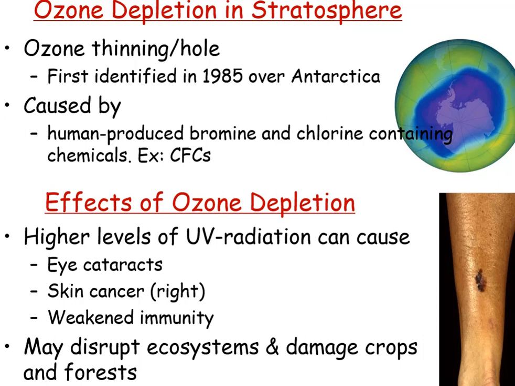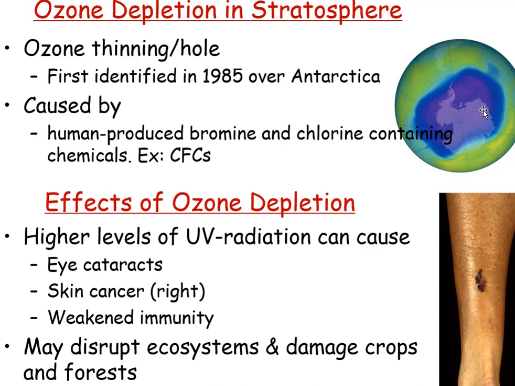It was studied in the past, and in 1985 it was discovered that there is a big ozone hole in the atmosphere over Antarctica. They found that the ozone layer was missing from there, and UV radiation was easily entering the earth from this region.